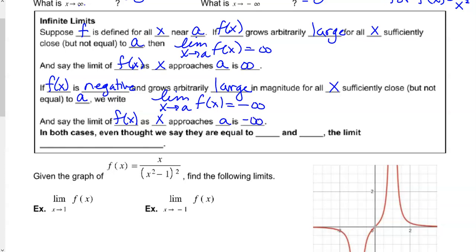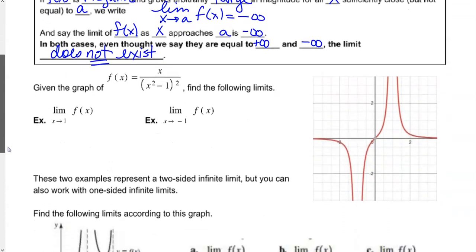So the thing to remember, again, in both cases, even though we say that they're equal to positive infinity and negative infinity, the limit does not exist. Okay? We never can reach infinity, but we can talk about it, in a limit sense.